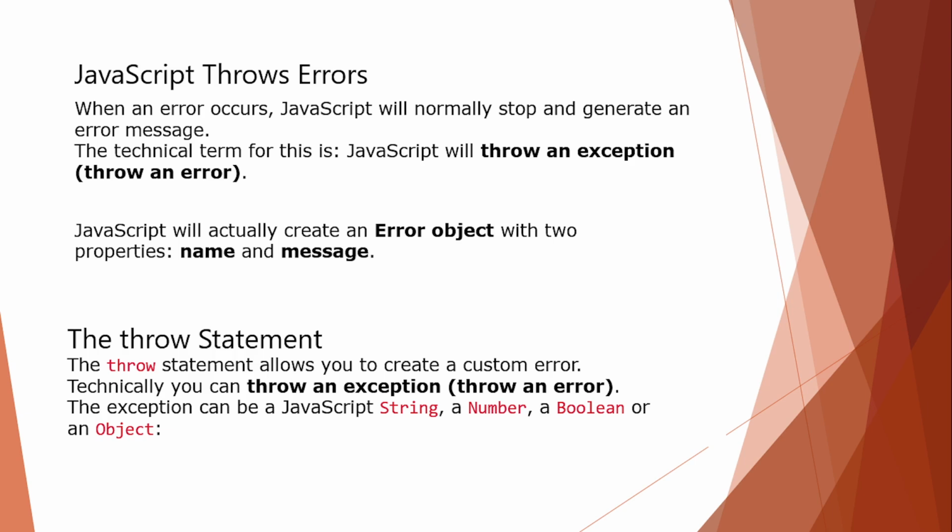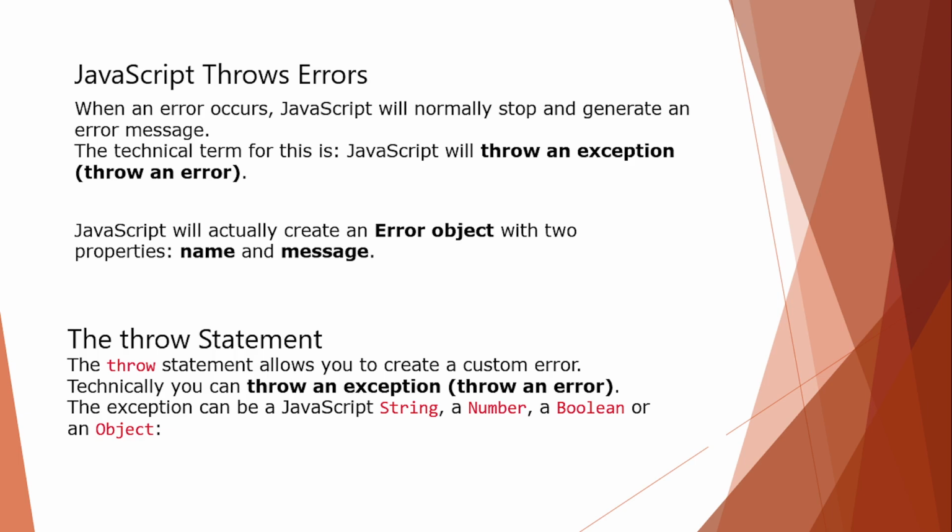JavaScript throws errors. When an error occurs, JavaScript will normally stop and generate an error message. The technical term for this is JavaScript will throw an exception, throw an error. JavaScript will actually create an error object with two properties, name and message.